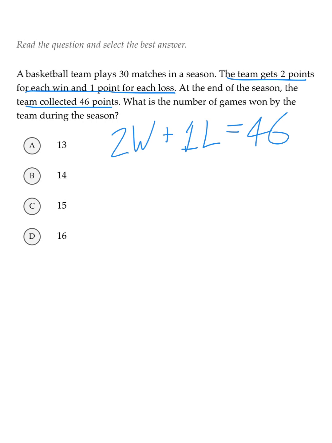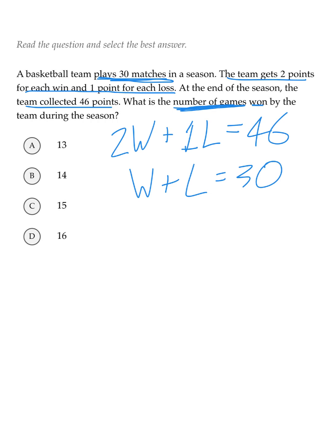Since the question is asking for the number of games won, we should then also look for information from the problem talking about the number of games or matches played. The first sentence tells us the team played 30 matches. So if we think about W for wins and L for losses, we know that all the wins and losses combined will be the complete season of 30 matches. And we can write that as W plus L equals 30.